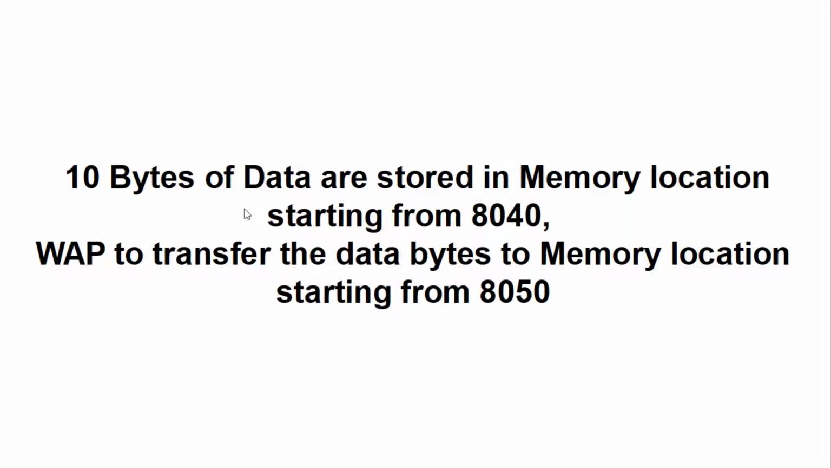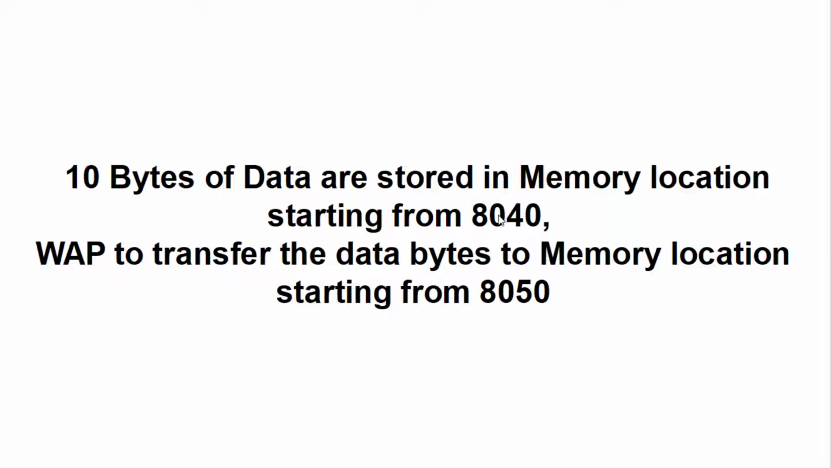So we have 10 bytes of data which are stored in memory location starting from 8040. Write a program to transfer the data bytes to memory location starting from 8050. So we have 10 bytes starting from 8040, then after 8040 we have 41, 42 up to 49. We have 10 bytes of data stored in each memory location.